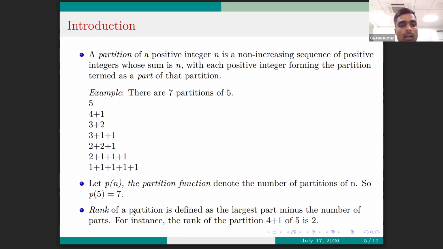And for any particular partition, the rank is defined as the largest part minus the number of parts in that partition. For instance, the rank of the partition 4+1 of 5 is 2, because the largest part is 4 and the number of parts is 2. So 4 minus 2 is 2.